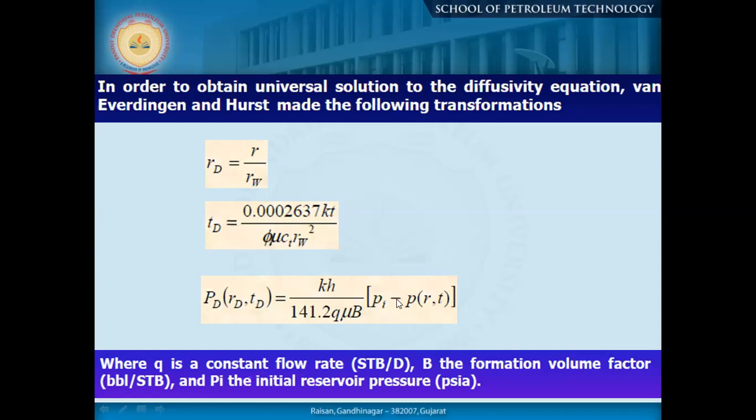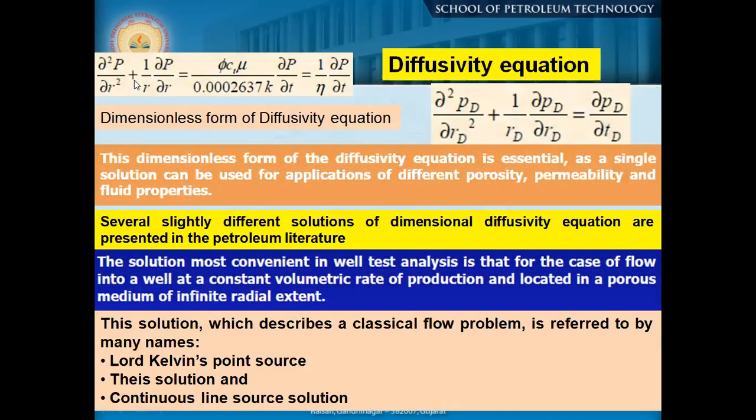That is related to your pressure drop, Pi minus P. P means your wellbore pressure, which you are recording at a specific time. Okay, so these are the dimensionless parameters. Here you can see the diffusivity equation, the same one we have discussed. This is eta, the hydraulic diffusivity. If you change all the parameters into dimensionless form, the diffusivity equation in dimensionless form would be this.